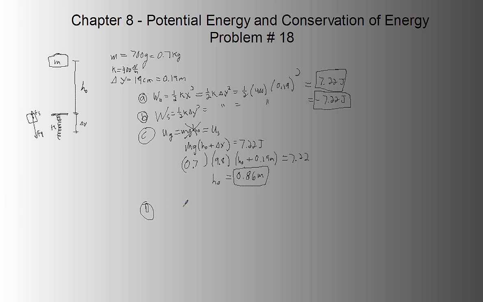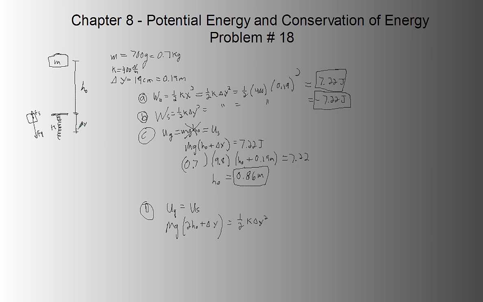Part D is asking if the block were released from height 2h naught above the spring, what would the maximum compression of the spring be? So again, conservation of energy, the gravitational potential energy is going to equal the spring potential energy. That's going to be mg times 2h naught plus delta y equals 1/2 k delta y squared.